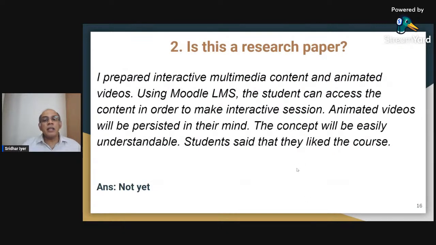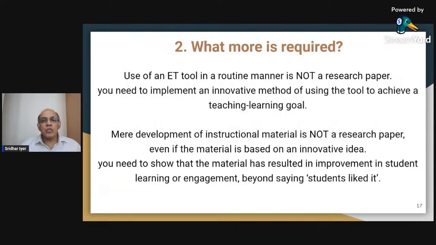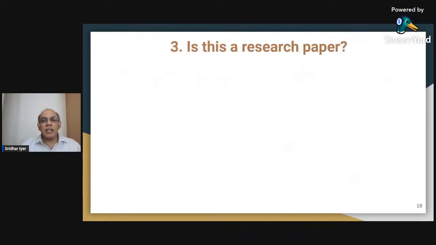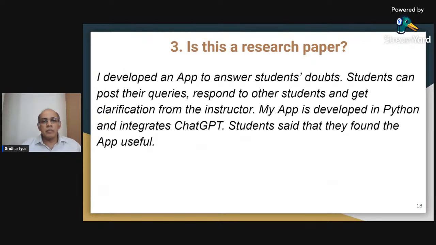So whereas here, what has happened is, even though the instructor has attempted to create some animated videos for keeping the concepts understandable as well as for students to be able to recall, it has not yet been done in a slightly more formal manner. So this is still not a research paper. Let's look at a third example. Is this a research paper? Once again, I will wait for you to read and post your answers in the chat.